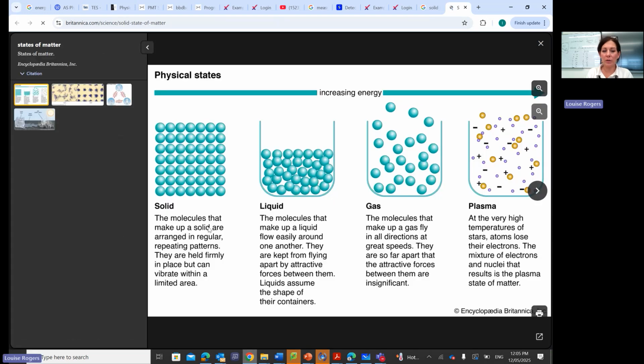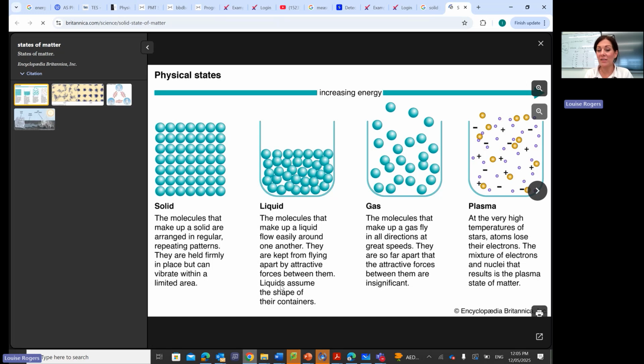Okay, so solid, the molecules that make up a solid are arranged in a regular repeating pattern, or you'd say vibrate in a fixed arrangement. They are held firmly in place, but can vibrate within a limited area. Can it be compressed? No, so the solids can't be compressed. Liquid molecules that make up the liquid flow easily around one another. They can be kept from flying apart by attractive forces between them. So there are some forces of attraction. The forces of attraction in these ones are more.